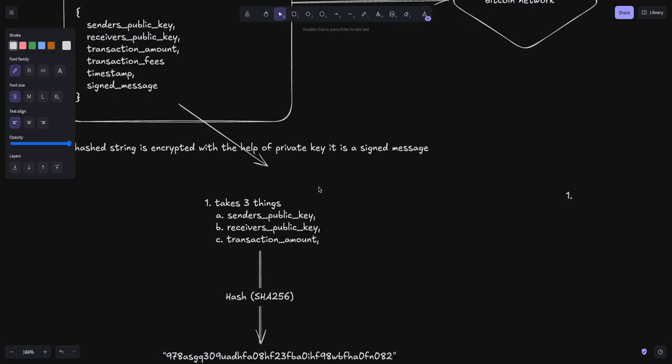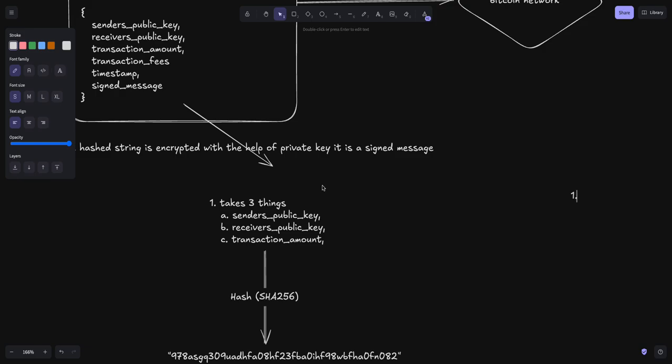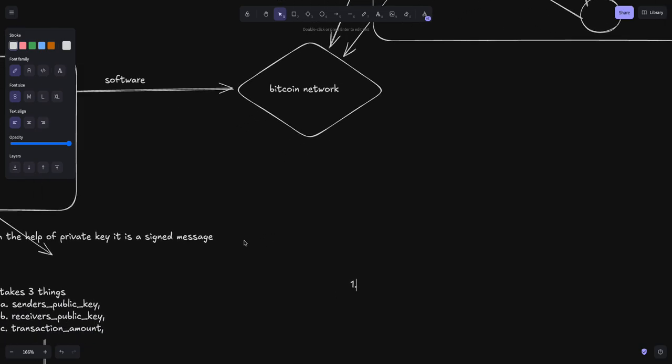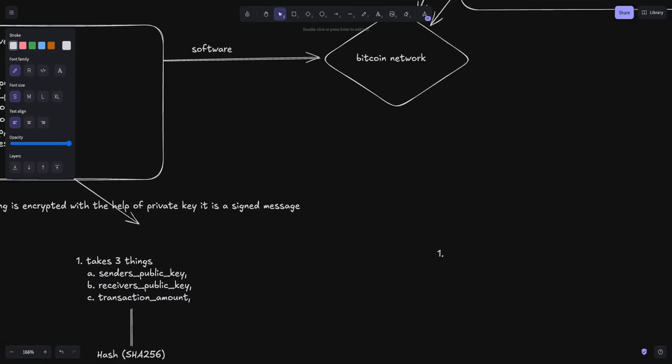First thing the node does, as we talked, being a bank or the actual authorizing entity, is check if the sender is the actual owner. And how does the bank officer do that? They check the signature, or the fingerprint. This is what we will start with: checking whether the transaction has been requested by the actual owner or not.